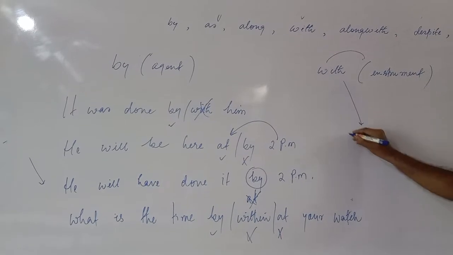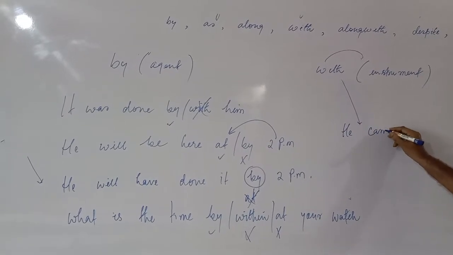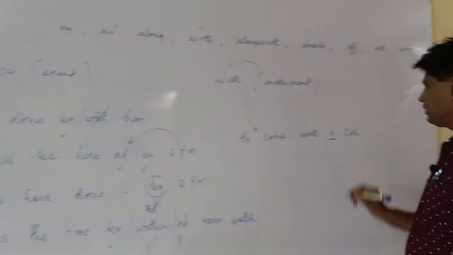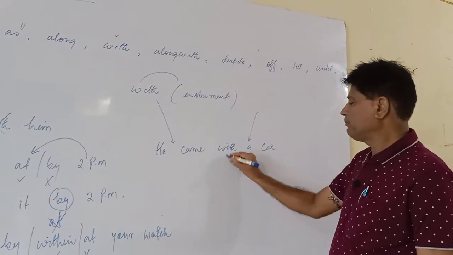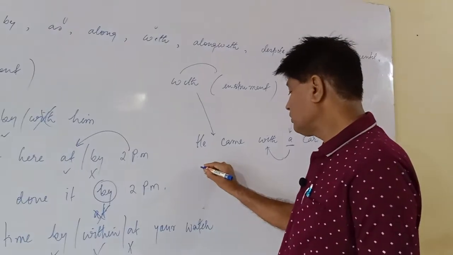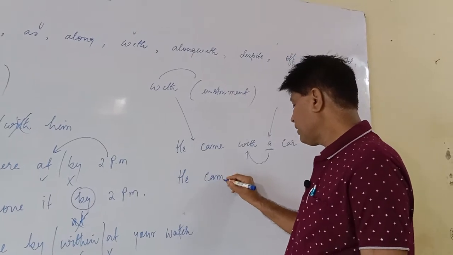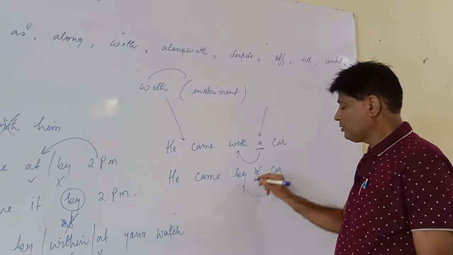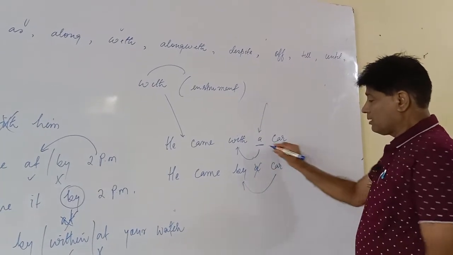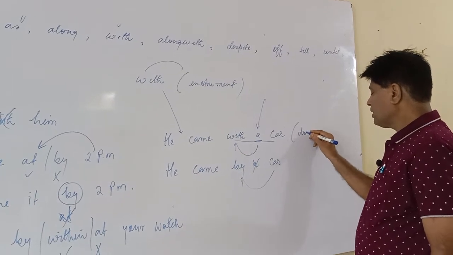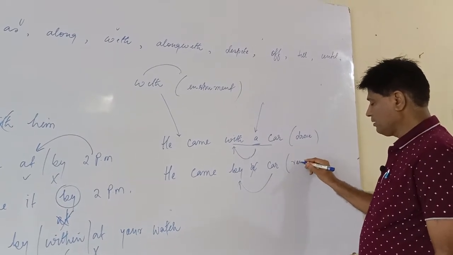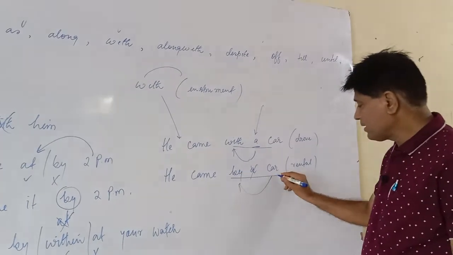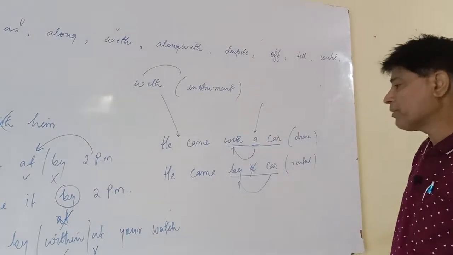In the case of instrument, he came with a car. When you are using an article, then with will be applicable. But when you are not using an article, he came by car, then it will be by, not with. Remember, it defines that he drove the car. It defines that it was rental. Clear? So with the sentence you can understand which one is rental, which one is owned by someone.